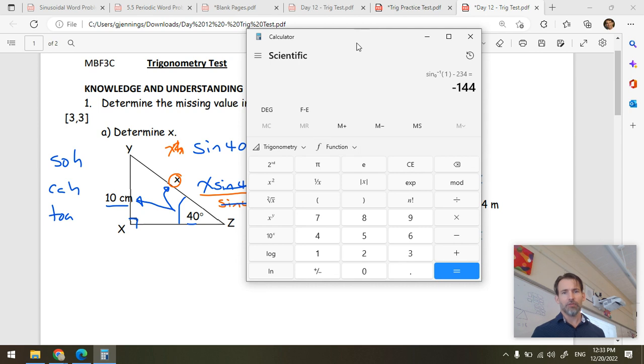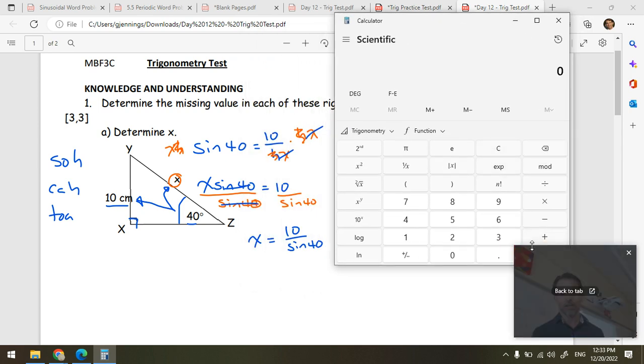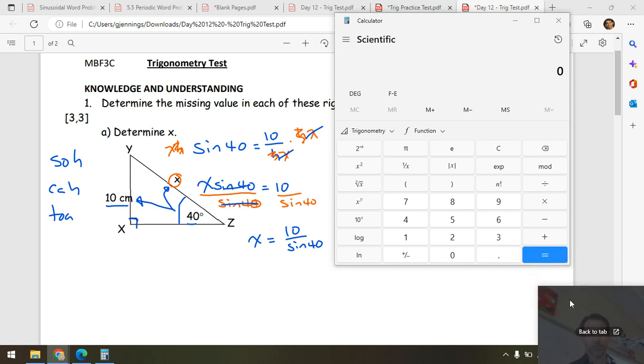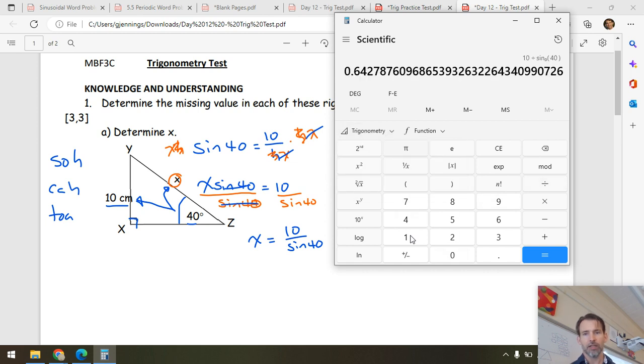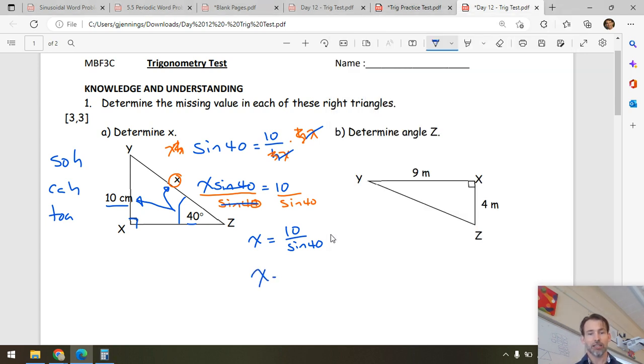Let's see. If I go ahead and punch this on my calculator. Get out of the way, face. Okay. Then I will have 10 divided by the sine of 40. So that's sine 40, which is 0.64. I push equals. I get 15.6. So x is equal to 15.6 centimeters, 156 millimeters. Circle it. That's your final answer. Cool.